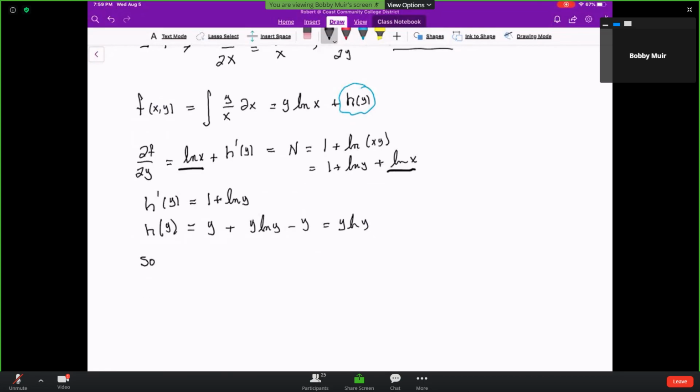Okay, so our f then is this y natural log of x plus this h of y, which is y natural log of y. Okay, and the solution is this whole expression equal to a constant. So this is a hardcore implicit solution.